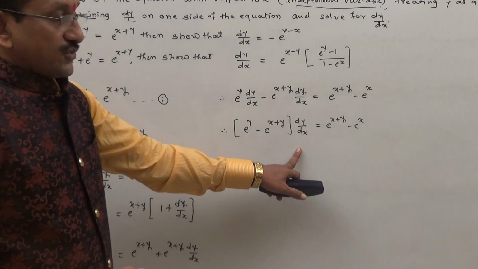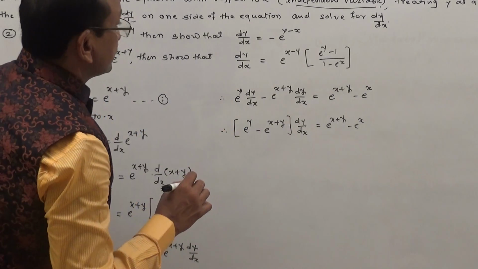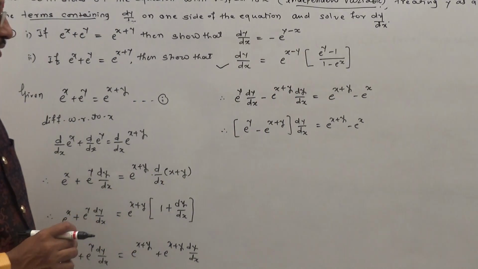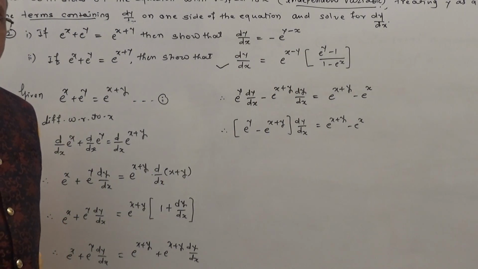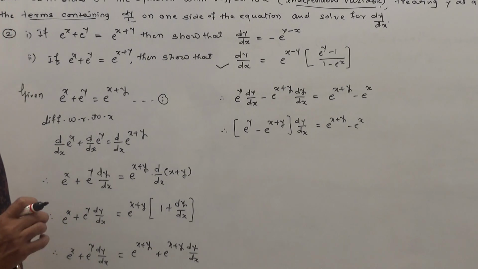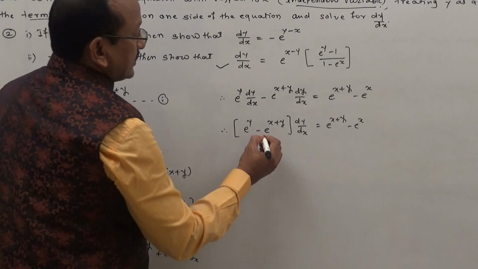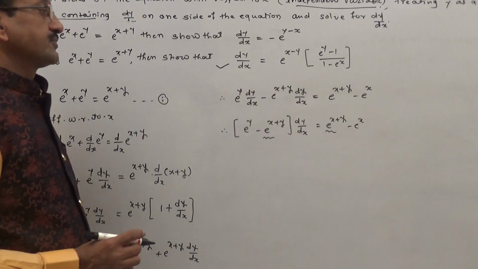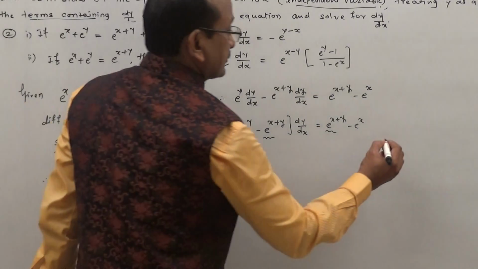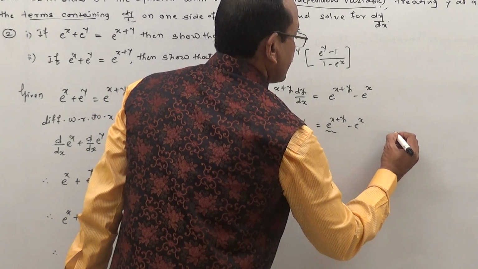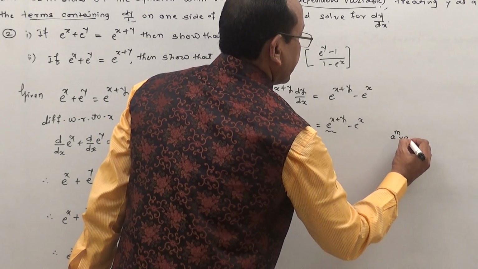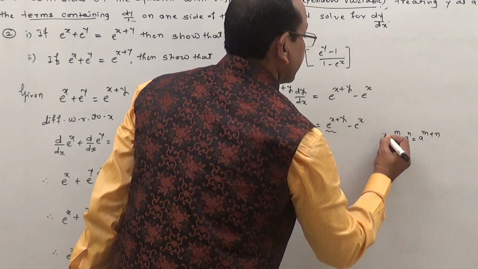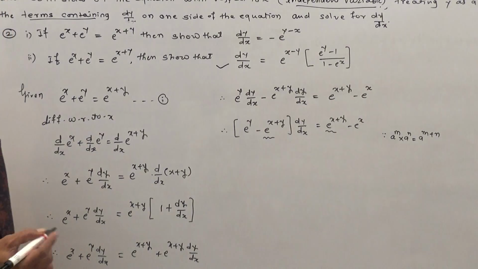Take dy by dx common from this. Now, what you have to show? dy by dx is e raised to power x minus y into bracket e raised to power y minus 1 upon 1 minus e raised to x. Now see here, by applying a raised to power m into a raised to power n is a raised to power m plus n, by the laws of indices, split this.